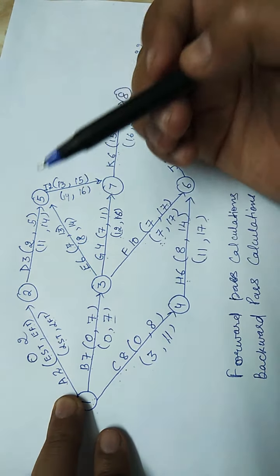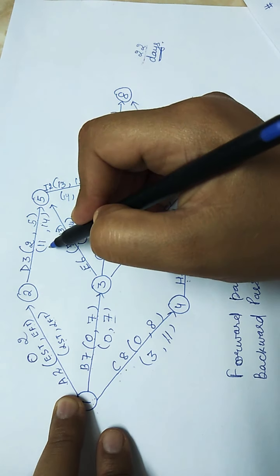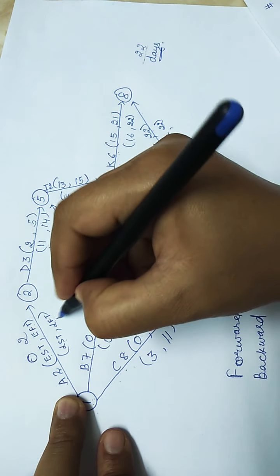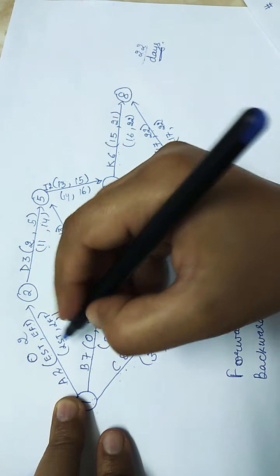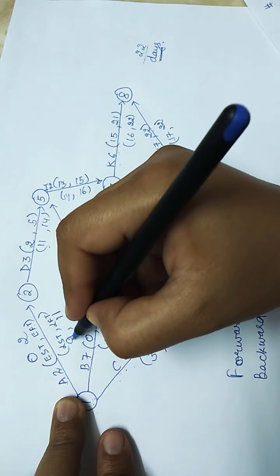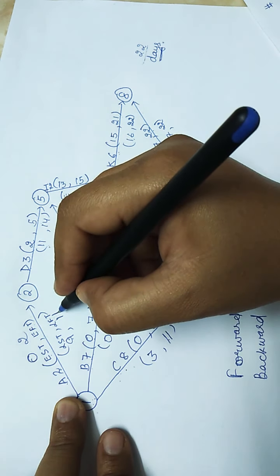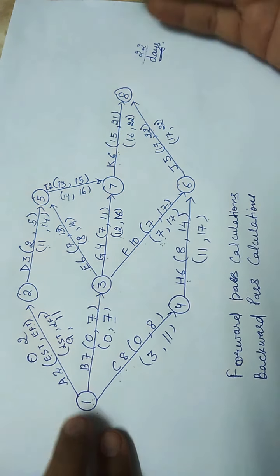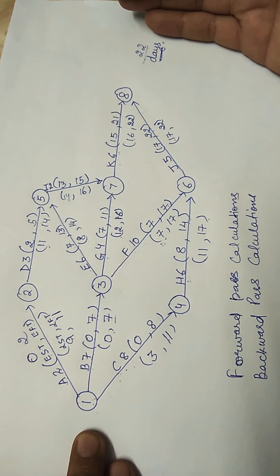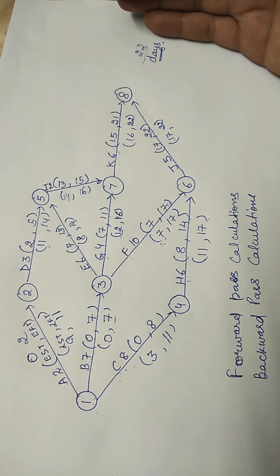In case of activity A, we don't have any choice, we have only one value, 11, and 11 minus 2, 9. So 9 is the latest start time and 11 is the latest finish time. So this is how we have calculated all the values: latest start time, finish times, earliest start time, finish times.